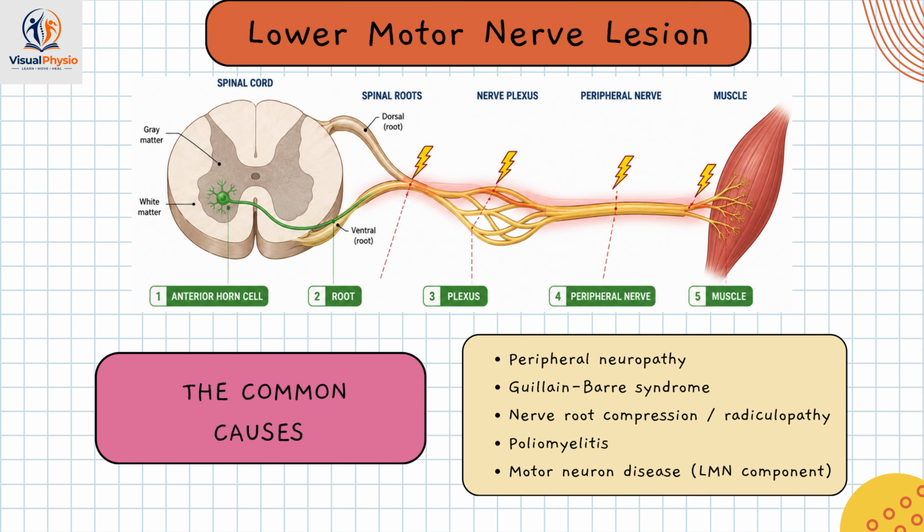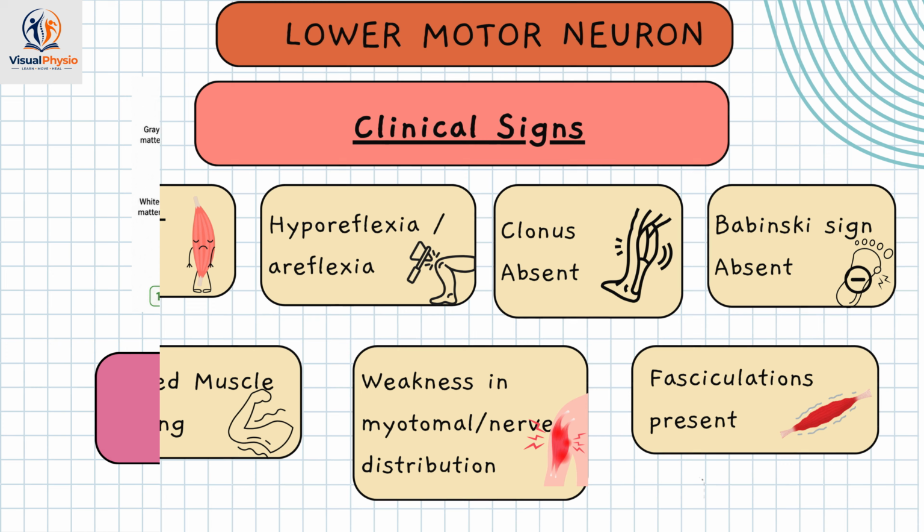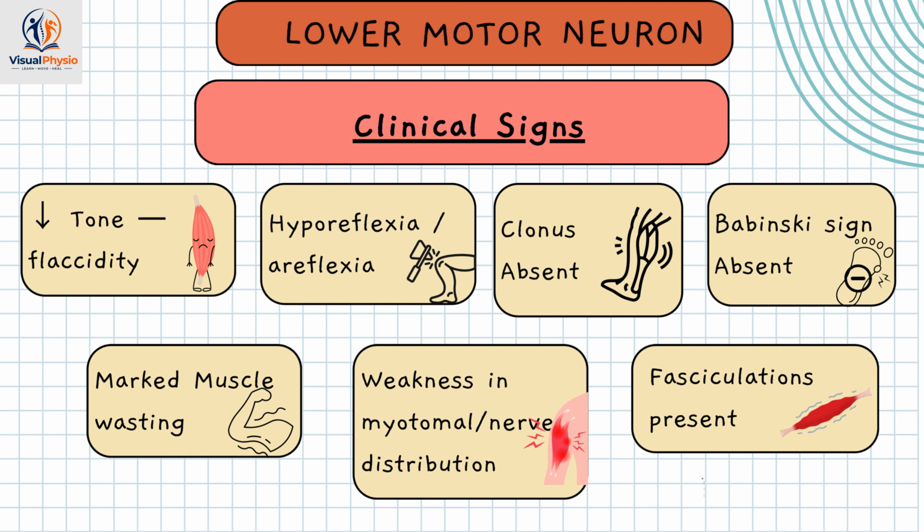Now, flip to the other side of the story, the lower motor neuron. This pathway runs from the anterior horn cell out through the nerve root, through the plexus, along the peripheral nerve and finally to the muscle. A lesion can happen at any one of these steps. Common causes here include peripheral neuropathy, Guillain-Barré syndrome, nerve root compression or radiculopathy, poliomyelitis, and the lower motor neuron component of motor neuron disease.